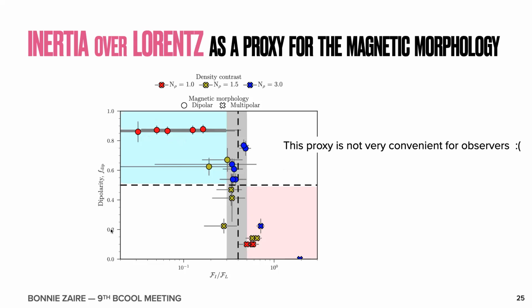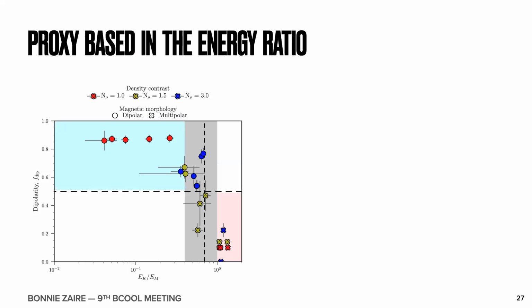But the thing is, this proxy is not very convenient for observers. So we wanted to approximate this by the energy in the convective motions divided by the magnetic energy. This is what we get for our simulations if we use this proxy based on the energy ratio. And we can see that this ratio between energies does a good job describing the magnetic morphology in our simulations.